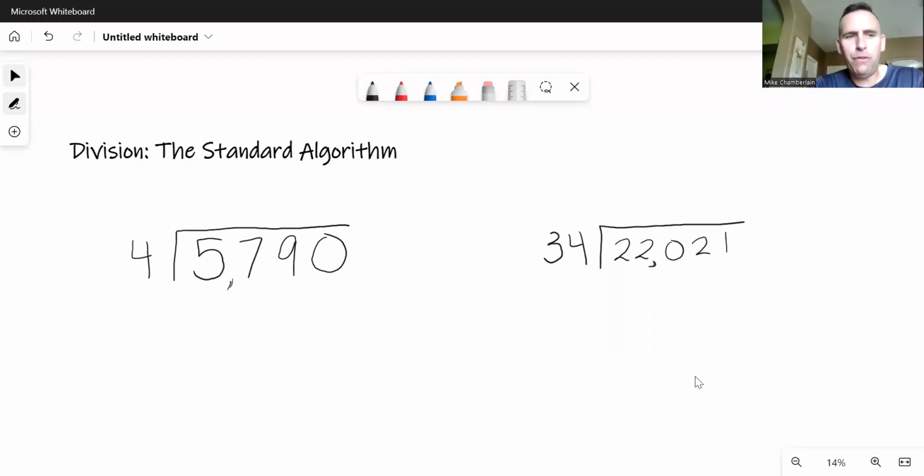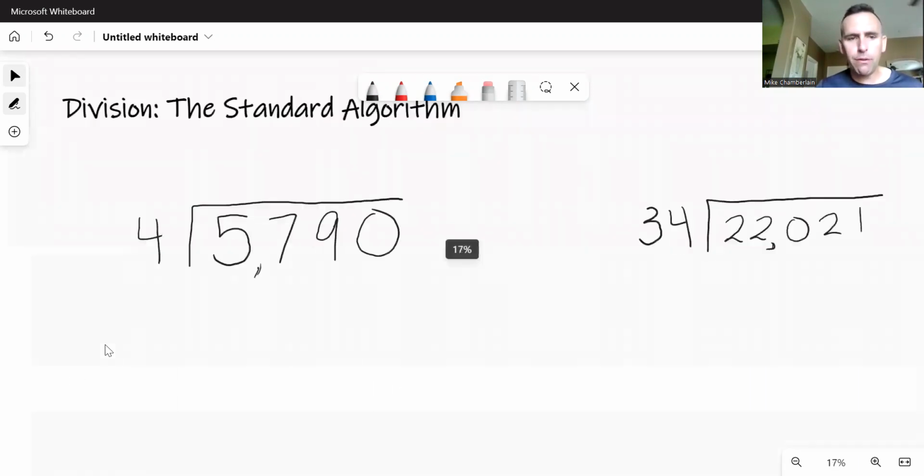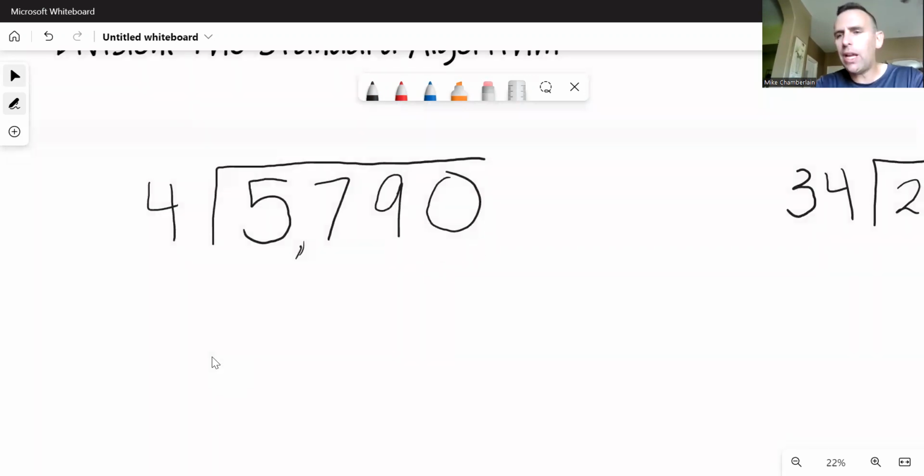So now we want to be a little more efficient. We want to look at division with the standard algorithm, the standard long division algorithm. But now, hopefully that we've done the dots and boxes, you can kind of make sense of why we start in the largest place value. Let's do the problem on the left first, 5,790 divided by 4.